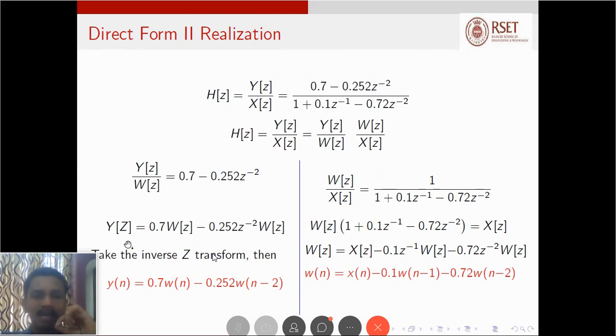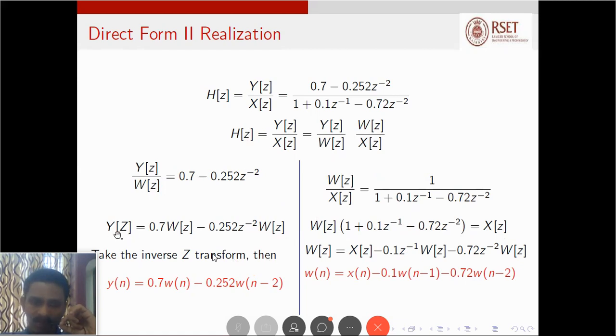Then cross multiply the terms. If you cross multiply this one, you will get y of z is equal to 0.7 w of z minus 0.252 z raised to minus 2 w of z. Similarly, here w of z into 1 plus 0.1 z inverse minus 0.72 z raised to minus 2 is equal to x of z. Here we are cross multiplying the two terms. Then take the inverse z transform.